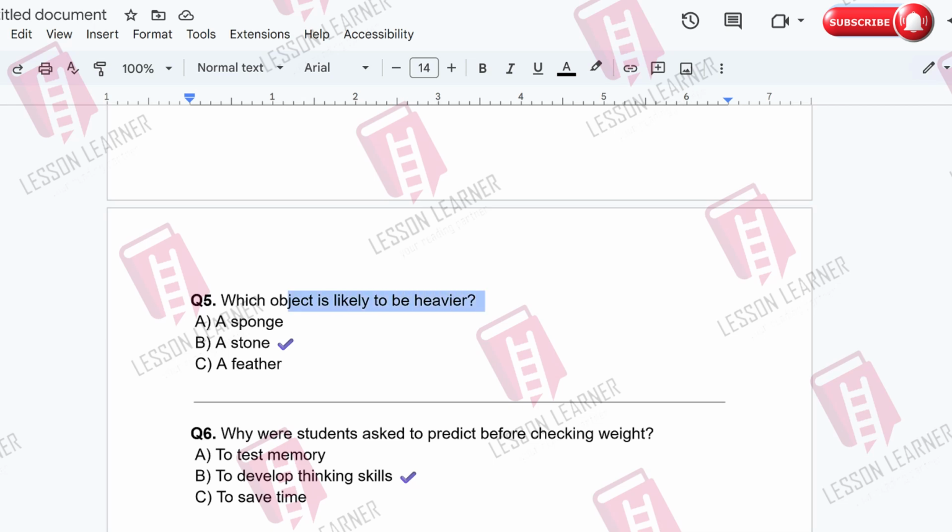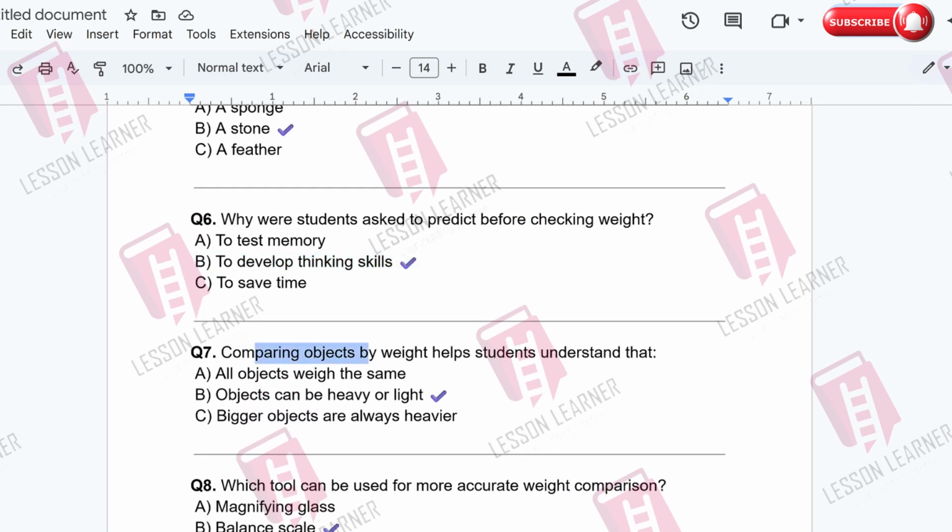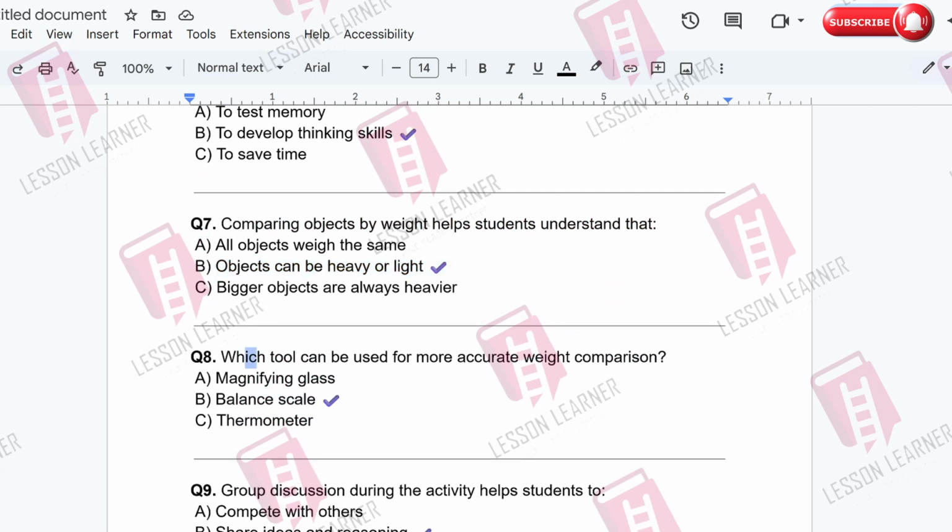Which object is likely to be heavier? A stone. Why were students asked to predict before checking weight? To develop thinking skill. Comparing objects by weight helps a student understand that objects can be heavy or light.